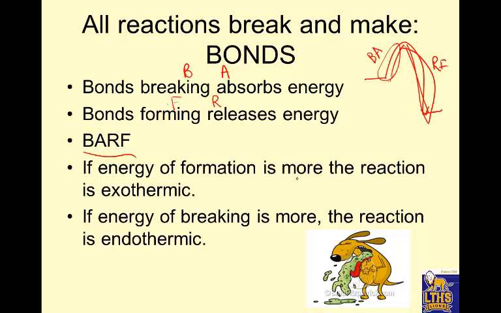Now, if forming bonds releases more energy than it took to break them, then the downhill is bigger than the uphill, and that's exothermic. But if bond absorption takes more energy than is released, then it's endothermic. So if the absorbing is bigger than forming, it's endothermic. But if forming is bigger than absorbing, it's exothermic.